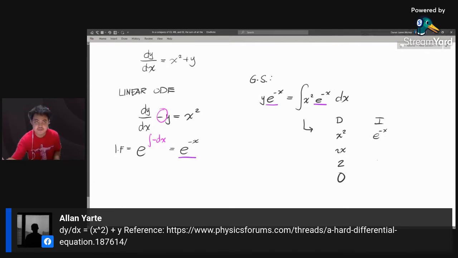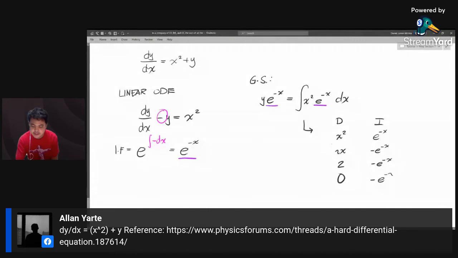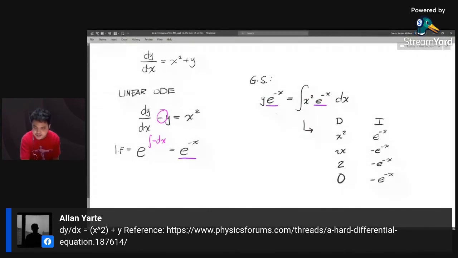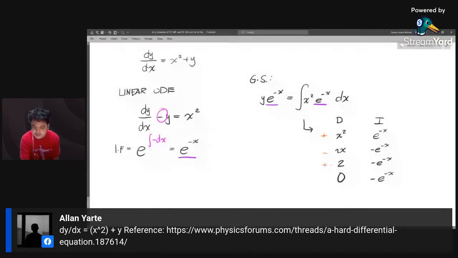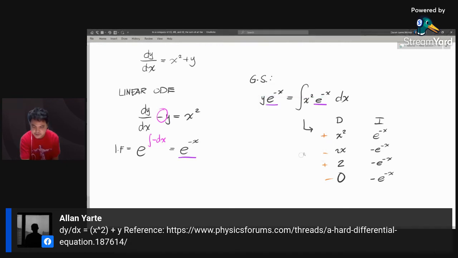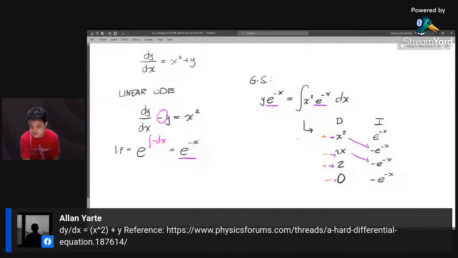Huwag muna nating isama si arbitrary constant of integration. Okay? So this is negative e raised to negative x. Negative e raised to negative x. Then, never forget the alternating sign. Plus, minus, plus, minus. Okay. Ano bang kulay yan? Multiply, multiply, multiply, multiply, then multiply this one. Pag ganyan siya, no?